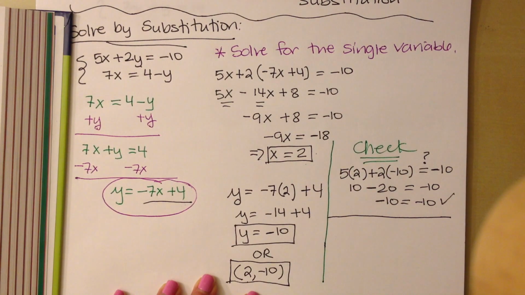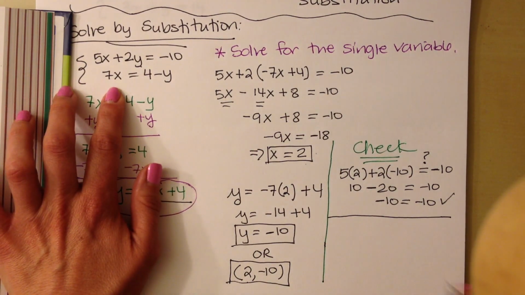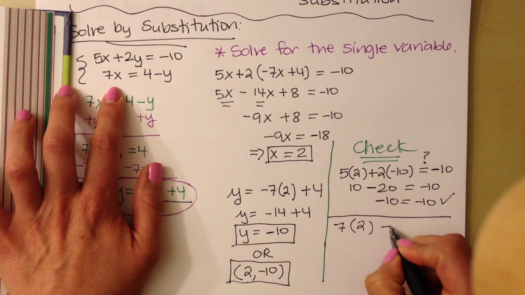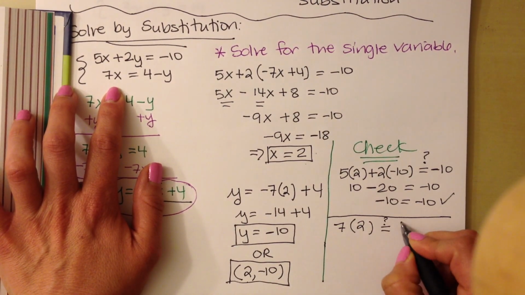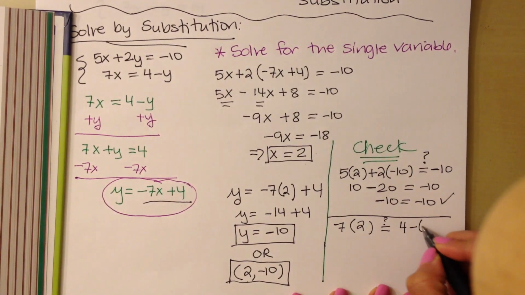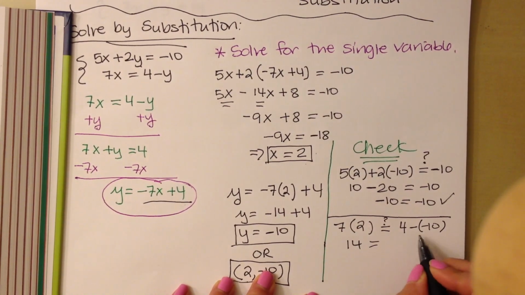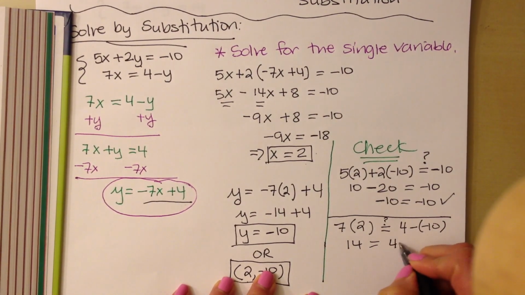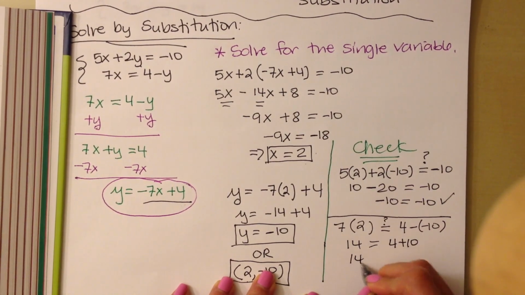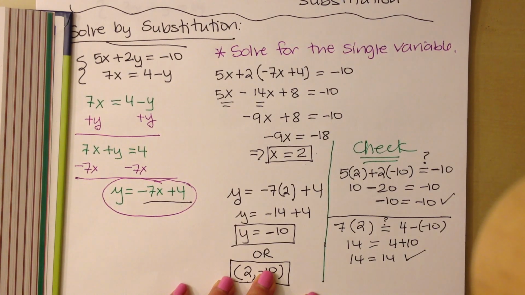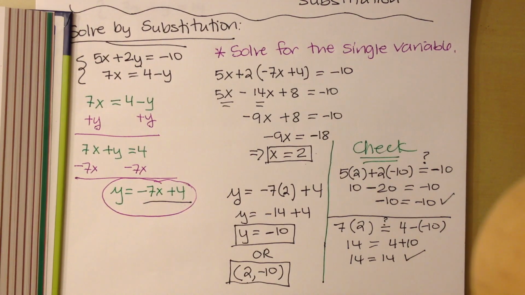Let's check the second equation. 7 times 2, is that equal to 4 minus a minus 10? 7 times 2 is 14. 4 minus a minus 10 is really 4 plus 10, and we get 14 equals 14. The second equation works as well. Since both of them work, I can clearly say that my solution of 2, negative 10 is correct.